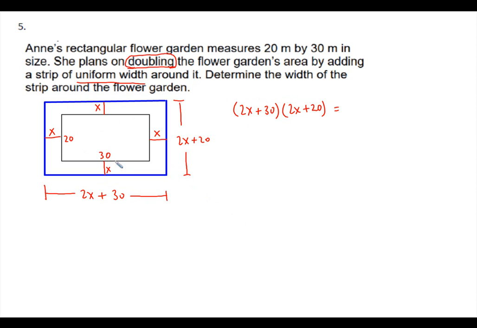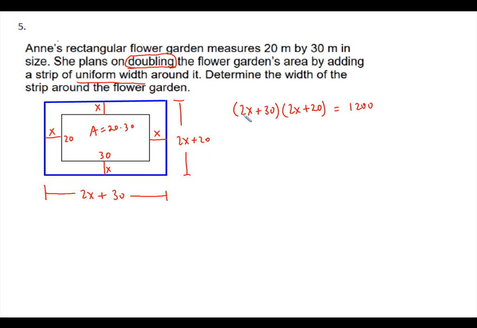So the area before she makes it bigger is 20 times 30, right? So 20 times 30 is going to give us 600. So if she's going to double it, that means the new area is going to be 1,200. Okay, it has to be 600 times 2.